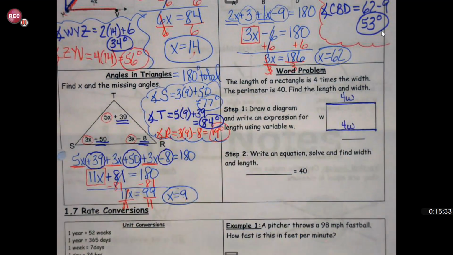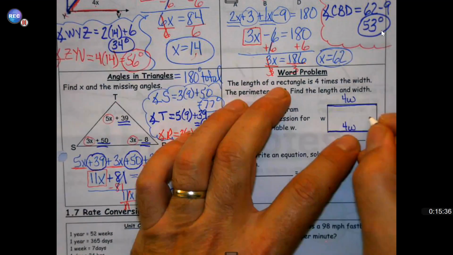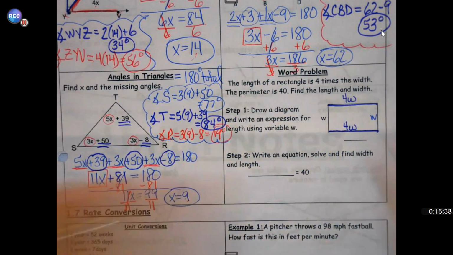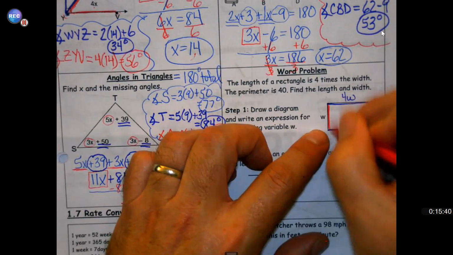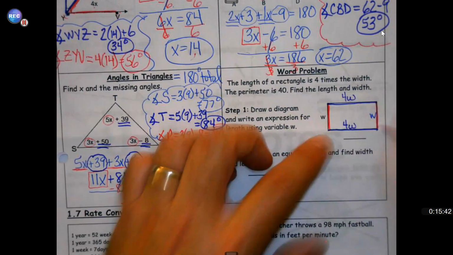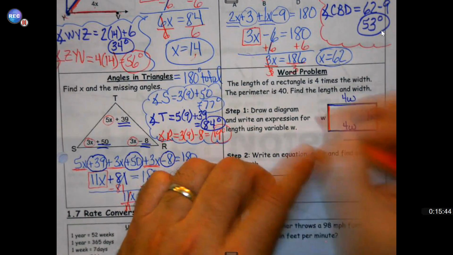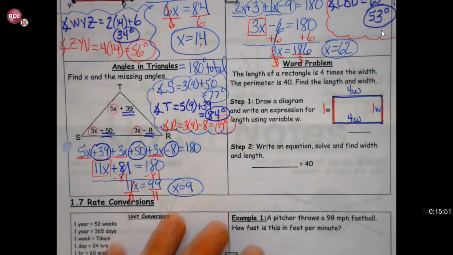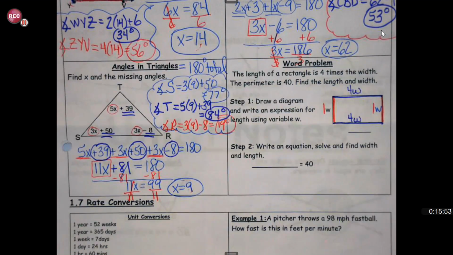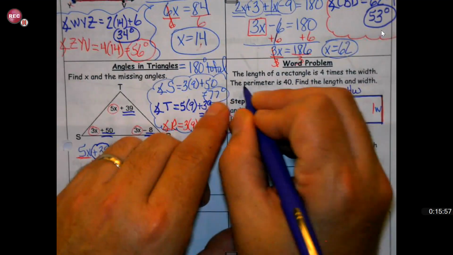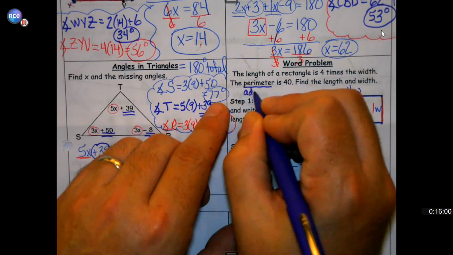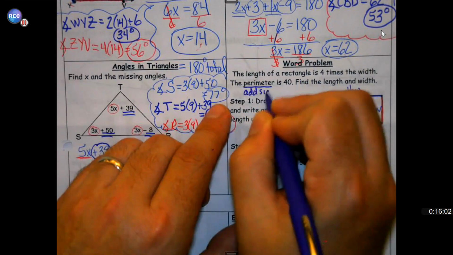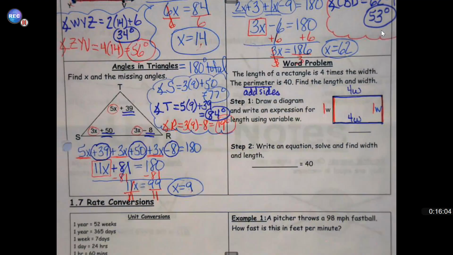So those would each be 4W. And this other width, because these are the same, would be W, or we could say 1W. So we're going to write an equation. So if we're looking here, the perimeter, which is when we add up all the sides, is 40.